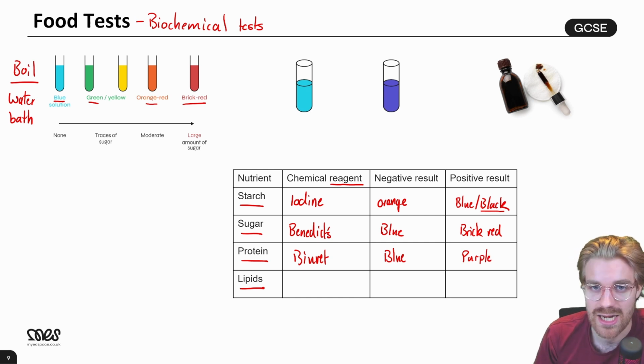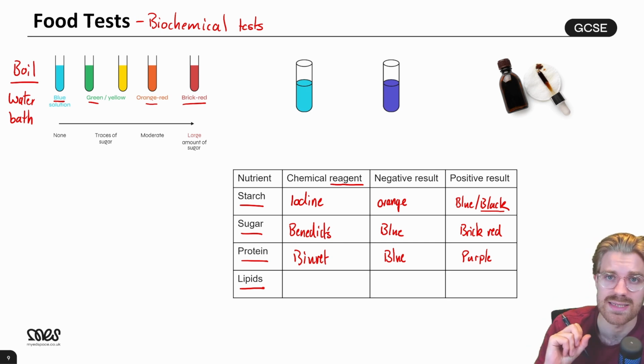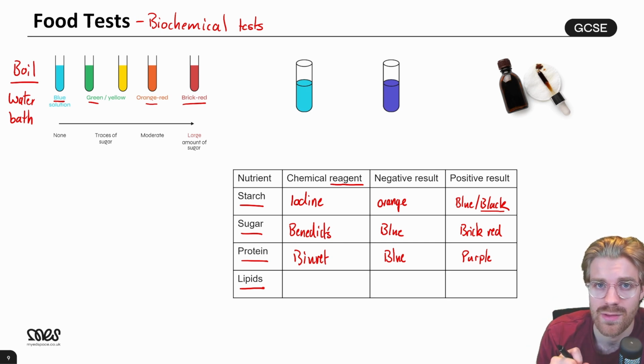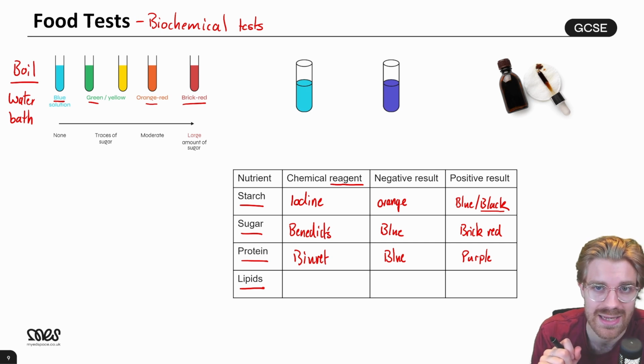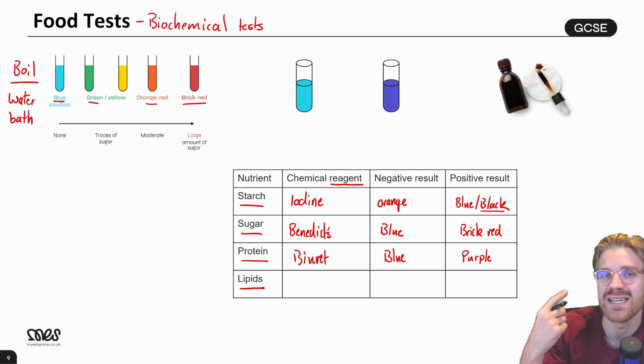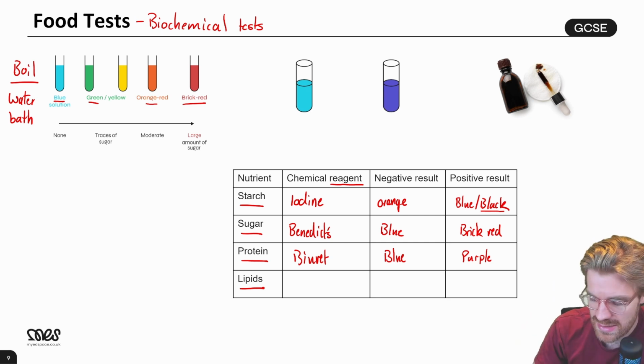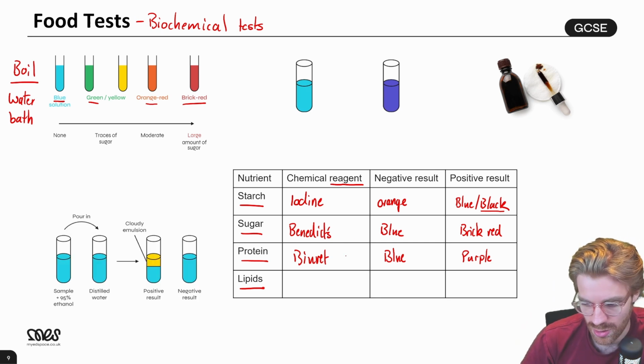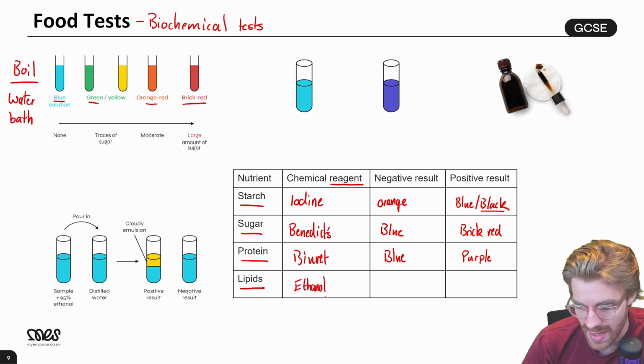Our final test is our lipid test. And for the lipid test, there are two possibilities. Quite often people talk about the Sudan 3 test. Now, I'm not going to go through the Sudan 3 test because that's the additional one. The one you need to know is our ethanol test. So the reagent we are going to use is ethanol, and then we are going to also add water.